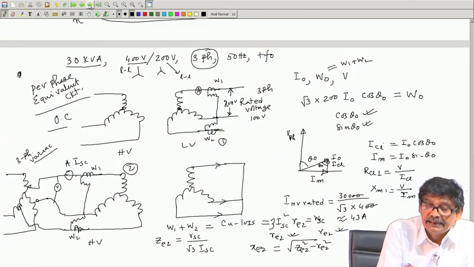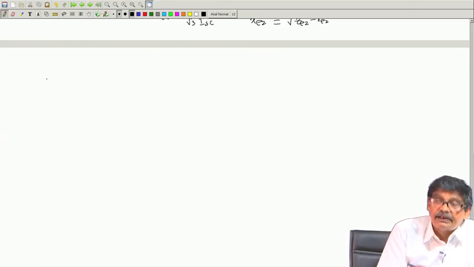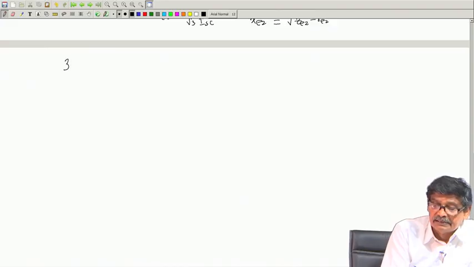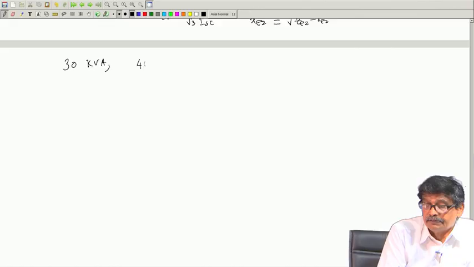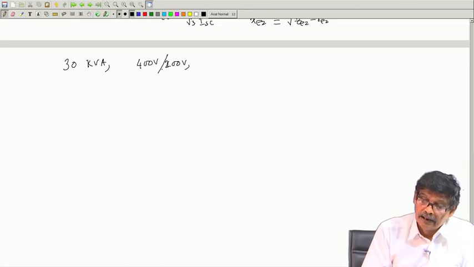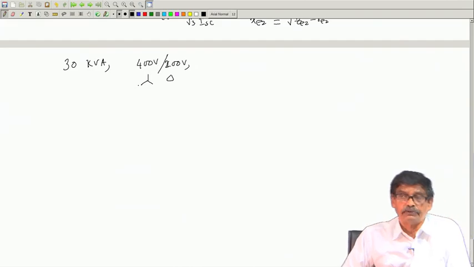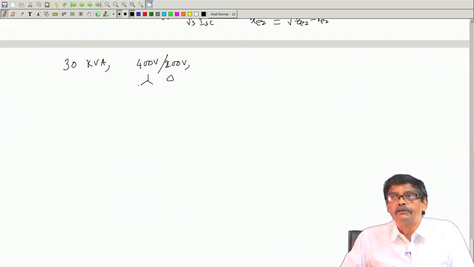Now, suppose I say that the transformer is star delta, with the same rating I told you, 30 kVA, 400 volt, 200 volt, and the connection is star delta. Then what do I do? How to draw the equivalent circuit like that?